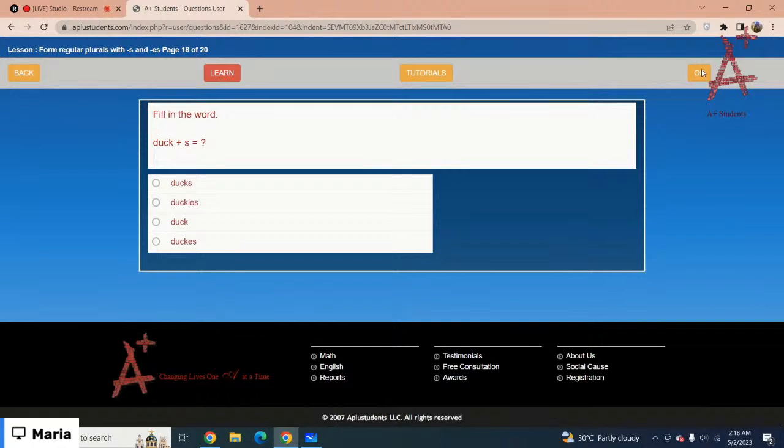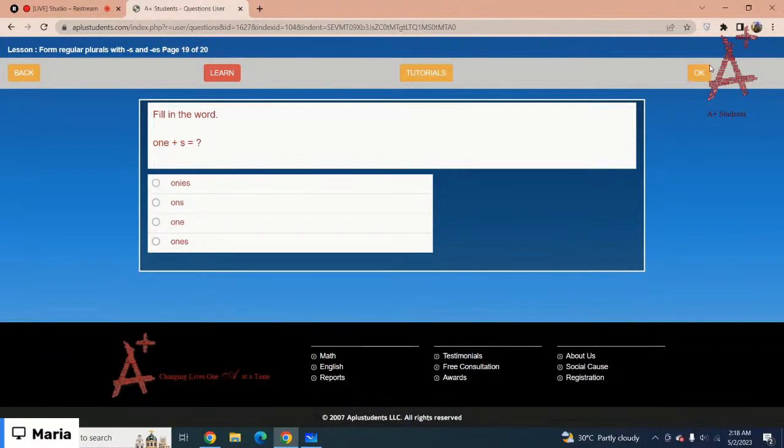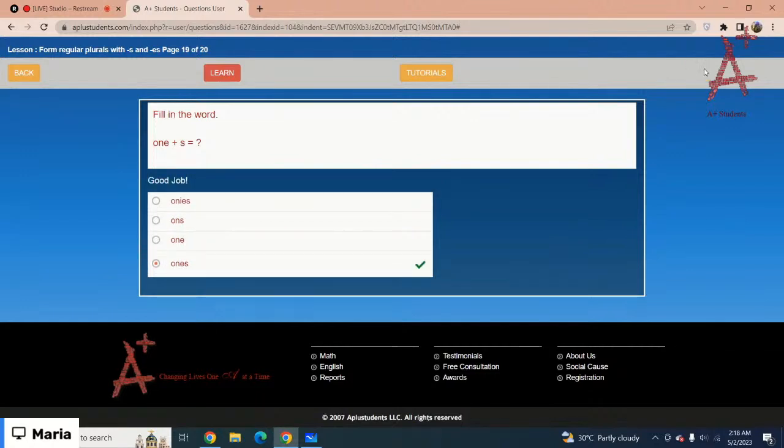Duck and S. So it would be ducks. Option number 1 is the correct option. 1 plus S. Ones. The last one is the correct option.